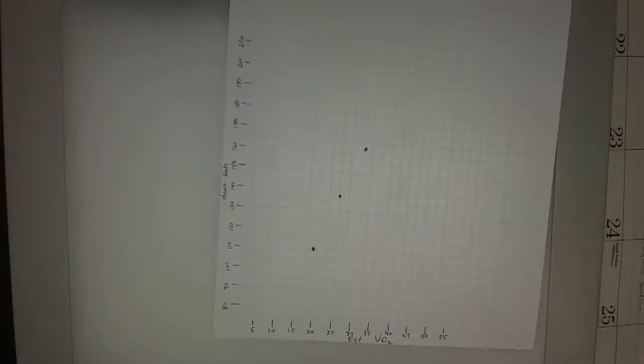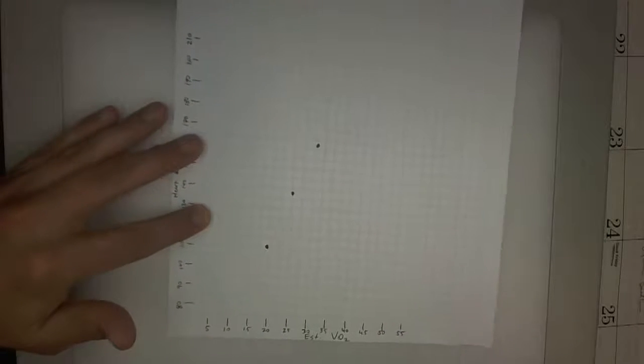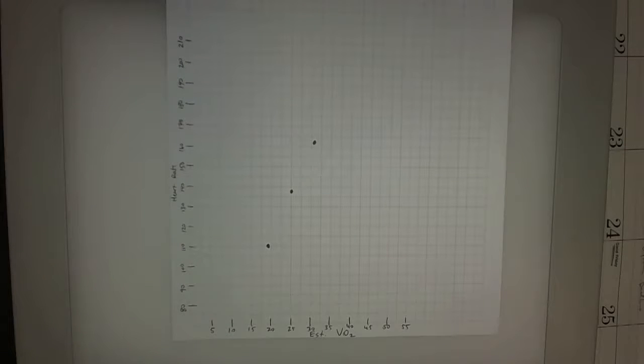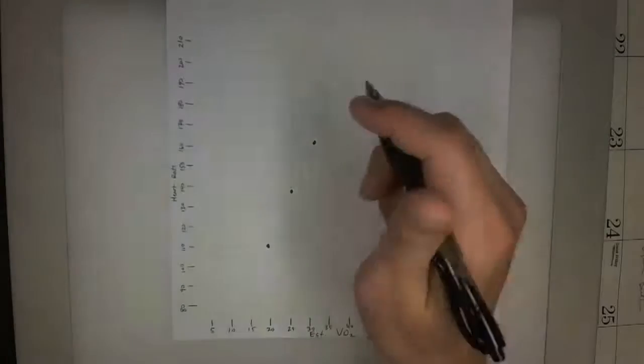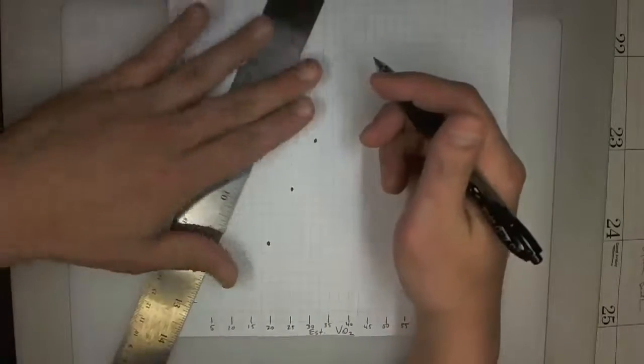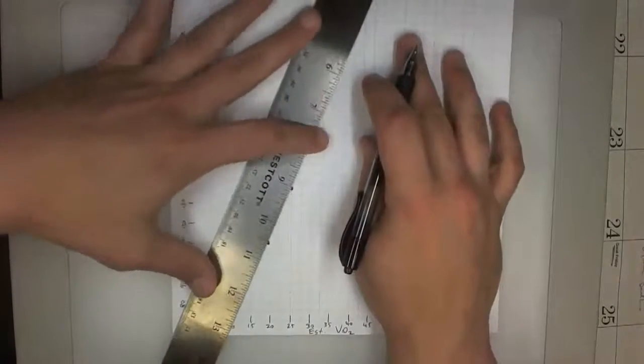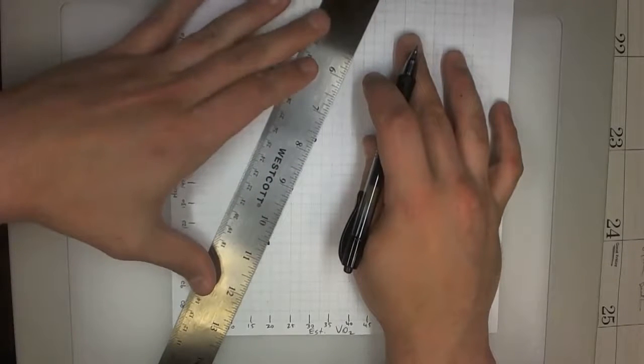And to find my ruler. So now what we want to do is draw kind of a line of best fit. The line won't necessarily go through every single point on this graph, but it should be somewhere in the middle, maybe equidistant from above and below. So I'm just going to eyeball this. It doesn't have to be perfect.